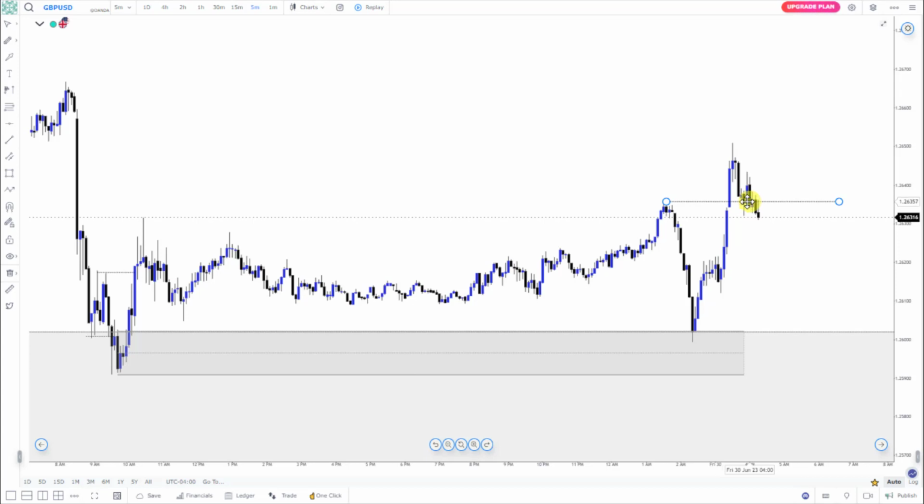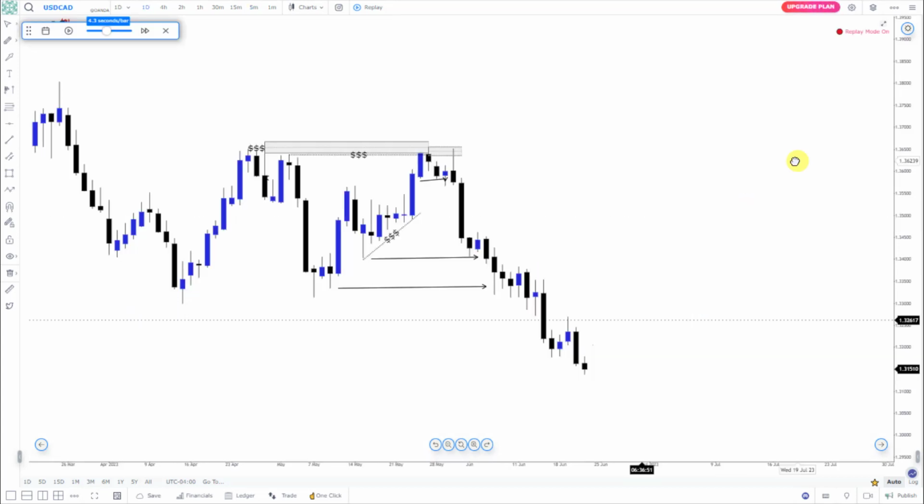So this is where price is currently at. I will show you a second example before I end this video. So this is the second example, and this is USD CAD, the daily time frame, which is the time frame we use to identify the order flow, and we equally use it to identify our order block.